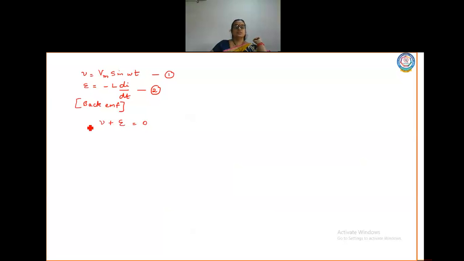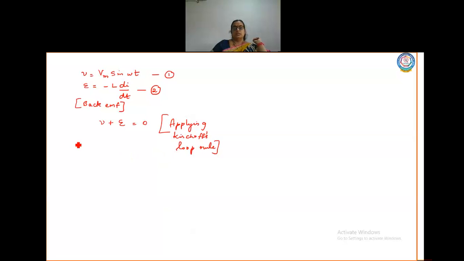Now this is with respect to Kirchoff's loop rule. Applying Kirchoff's loop rule, the net potential difference in the circuit is V plus epsilon equal to 0. Actually, it should be V minus epsilon, which becomes plus here. So this gives the total potential difference in the circuit, which is equal to 0, by applying Kirchoff's loop rule.